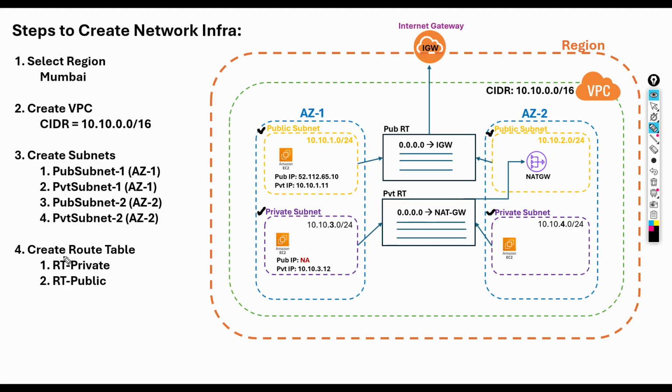Then the fourth step will be to create route table. So we will create custom route tables and we will give a name, one RT-private, that will be the private route table, and another one RT-public, this will be the public route table. So why am I calling it private? Because once we create this route table, we will associate the private subnet to the private route table and the public subnet to the public route table.